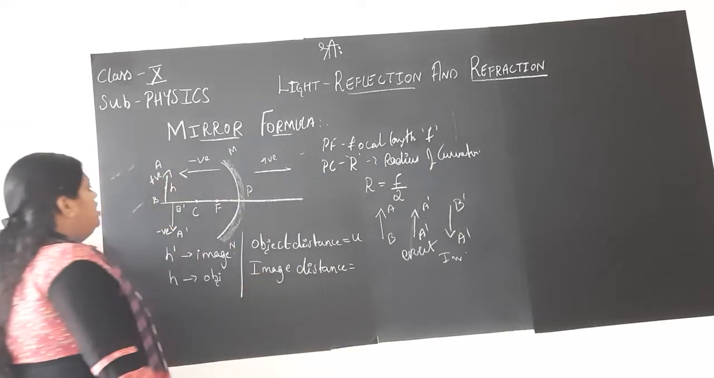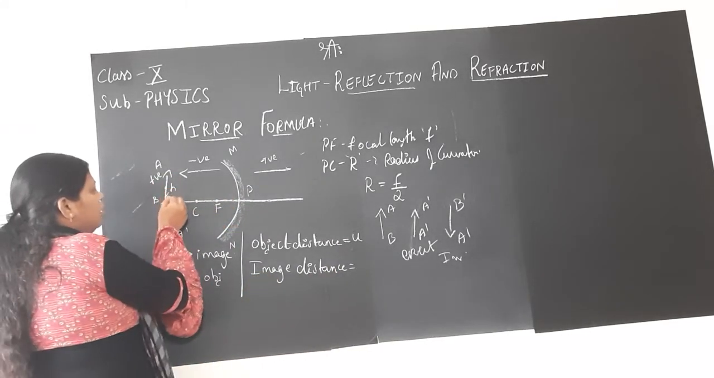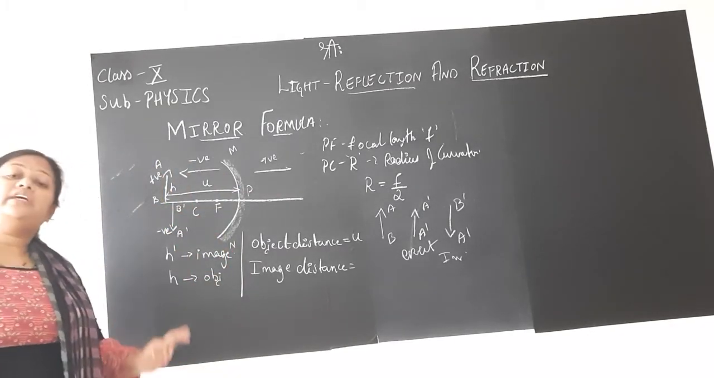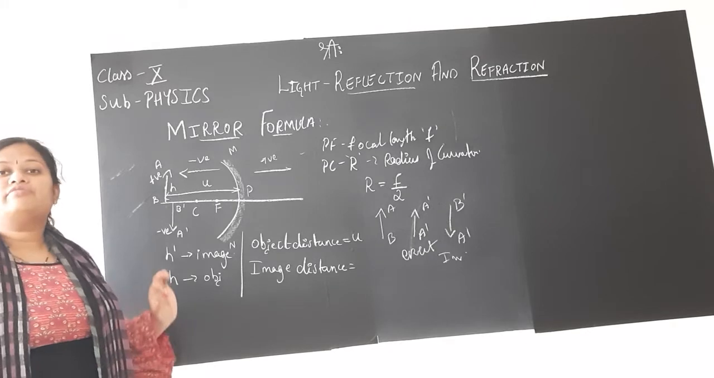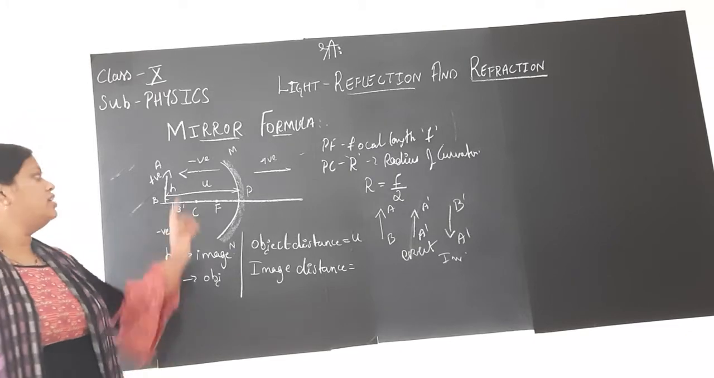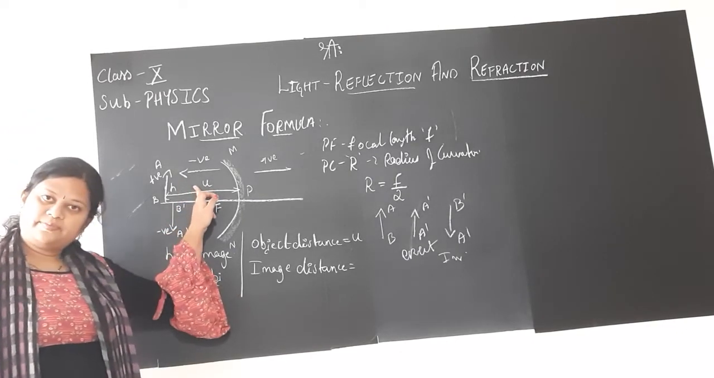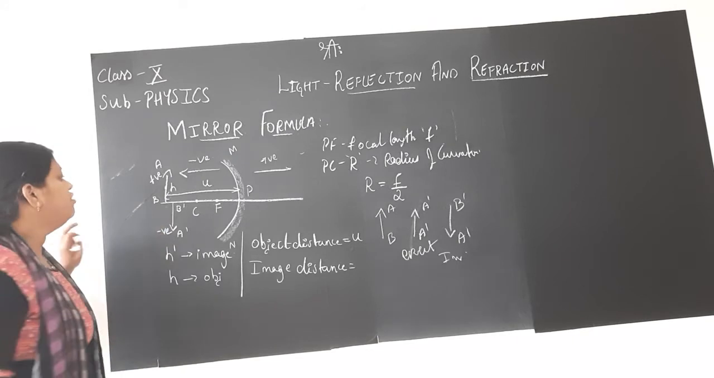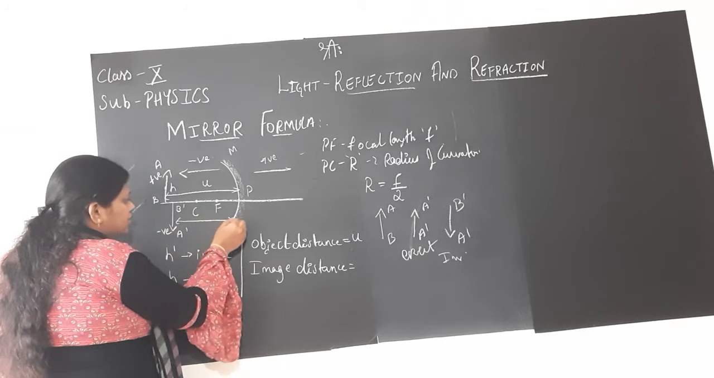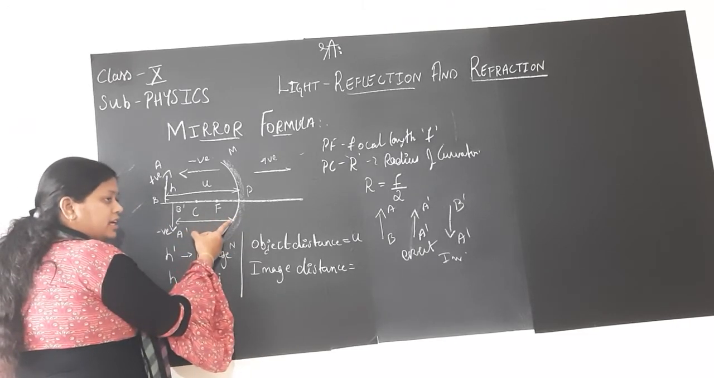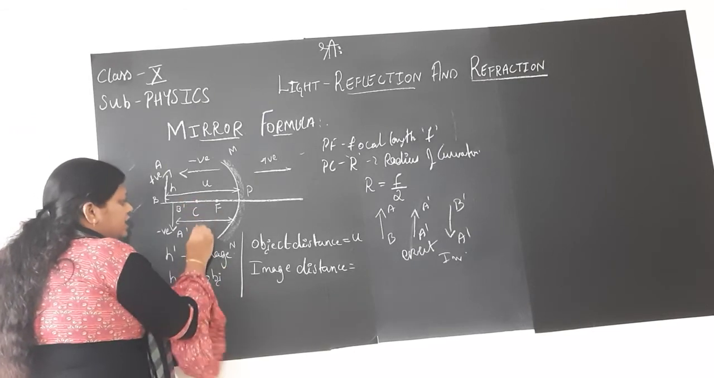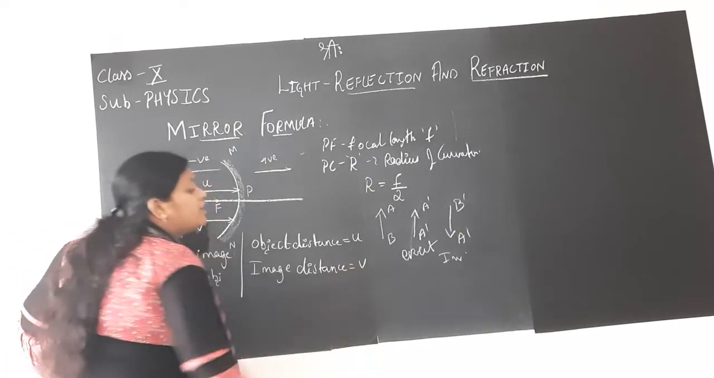And children, as we measure the object distance, image distance also has to be measured, isn't it? From pole to the object, if you measure this distance, it is called the object distance. What is object distance? The distance of the object from the pole of the mirror is called the object distance, which is represented by small letter u. Similarly, the distance of the image from again the pole of the mirror, I will draw it little lower so that you can see, is called the image distance, and it is represented by small letter v.